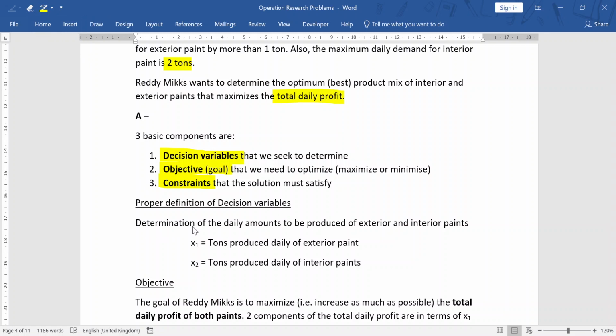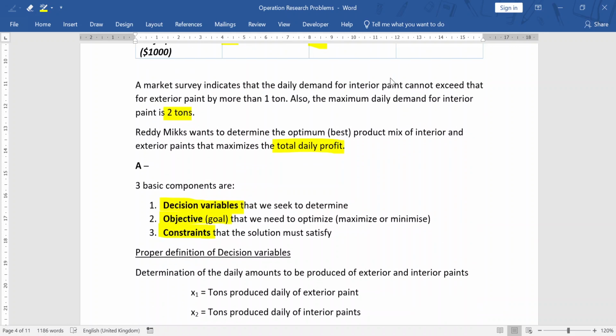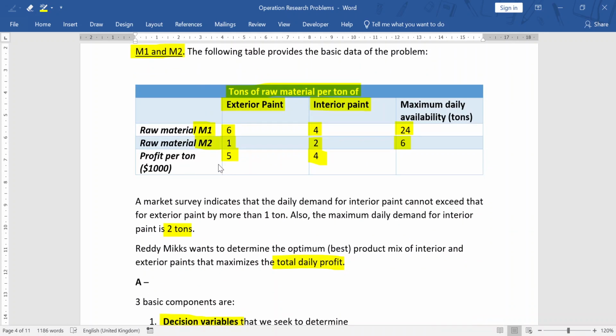So, determination of the daily amounts to be produced of exterior and interior paint. Now if you can see from the table, our profit is determined on the number of tons of exterior paint. From 1 ton we have $5,000 profit. So how many tons of exterior paint must be produced in an optimized way so that we can maximize the profit and get the best product mix of exterior and interior paint?